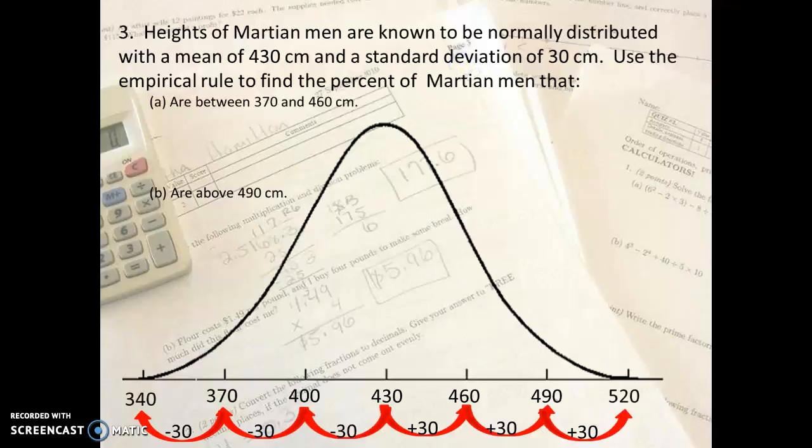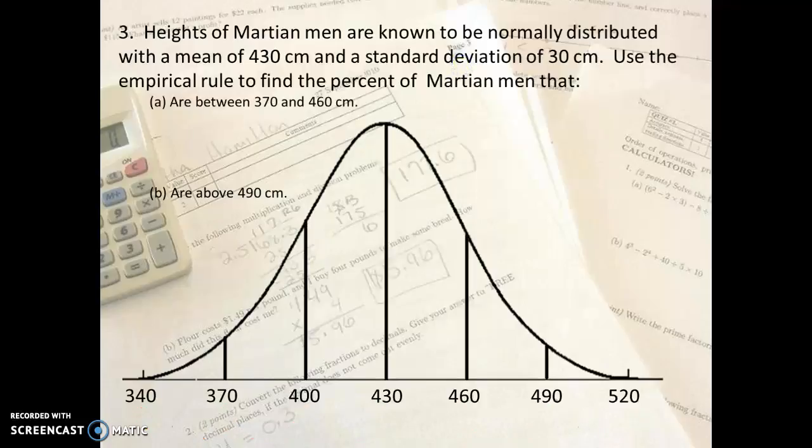Another 30. Let's do it. Why not? That is on you. That's the mathematical part of this, is to label the graph.